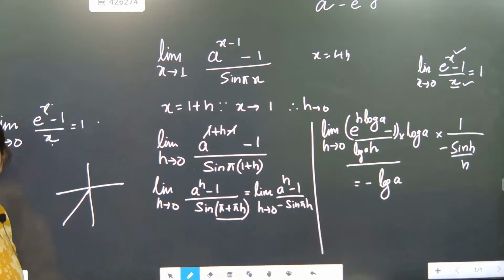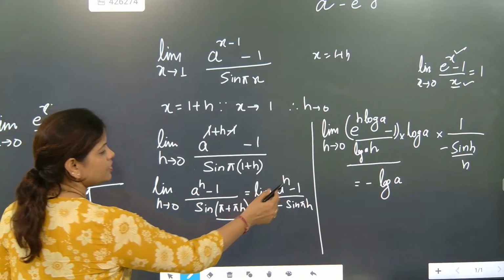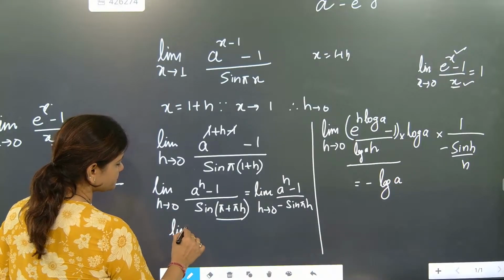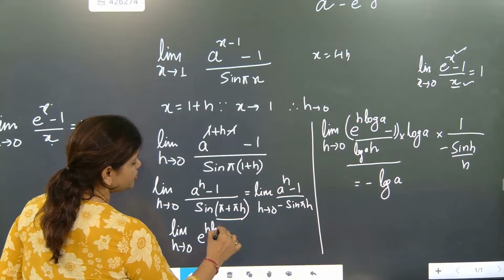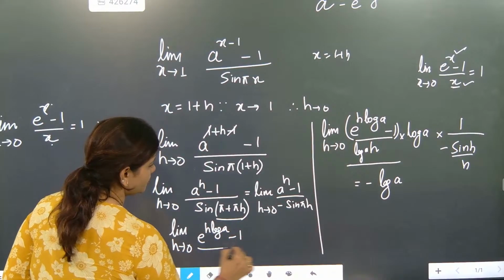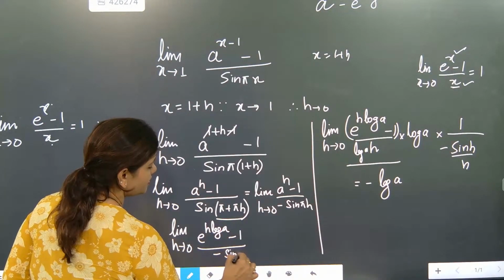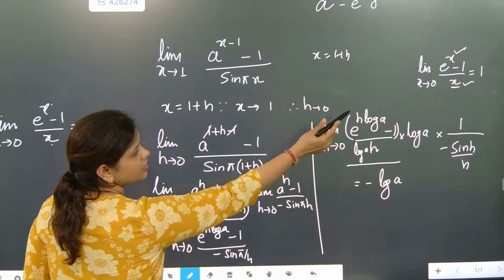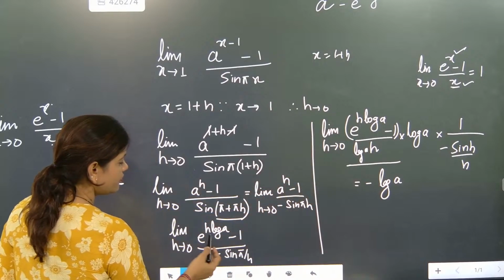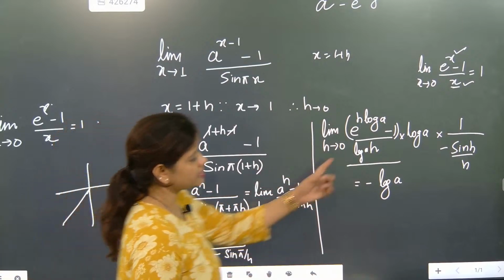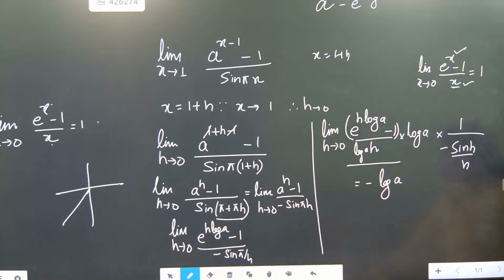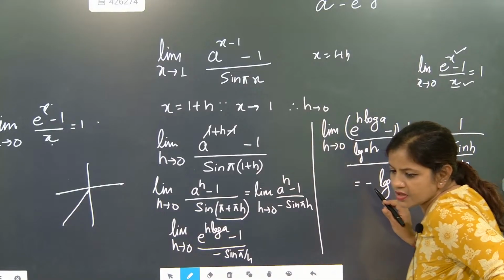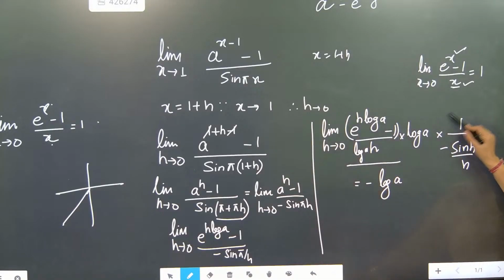Now you understood. Now a to the power h will become what? Limit h tends to 0, e to the power h log a minus 1 by minus sin pi h. That's what we got now. Then here we multiplied log a. See, here only we have done the segregation. Payaja, understood, beta? Understood everything? Rudra, Payaja, everybody understood, beta? Till here it is okay?